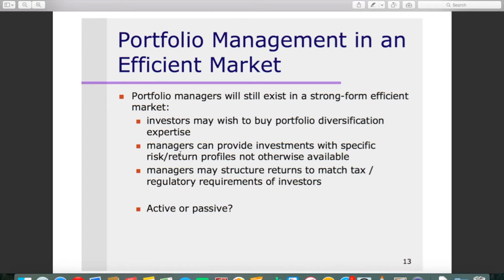Also, hedge funds, specific risk and return profiles. You and me can't do short selling. You and me can't do the leverage positions that hedge funds can do. So those kinds of fund management services can do things that we can't as individual investors. So there are many reasons. I spoke about tax as well, and there may also be regulatory reasons through which portfolio managers do more than just try to outperform the markets for their clients. So the question will arise then, will they do it in an active way or a passive way?